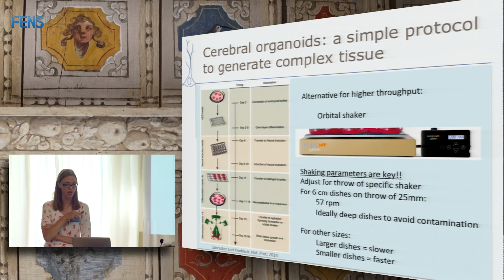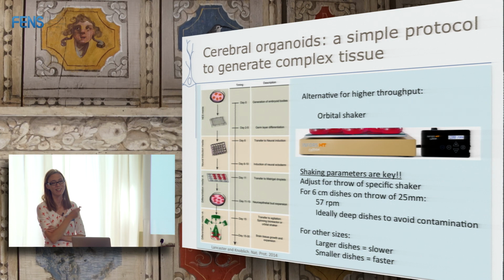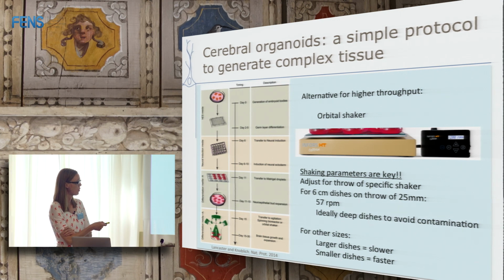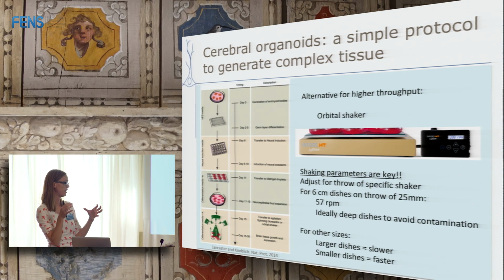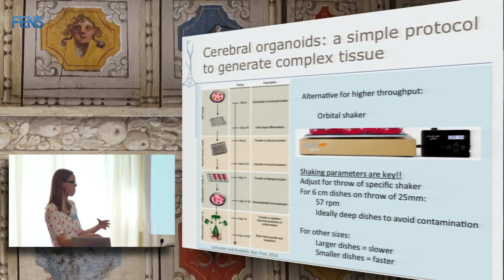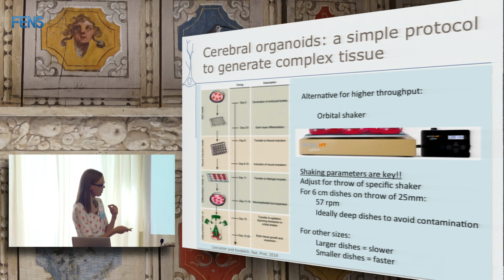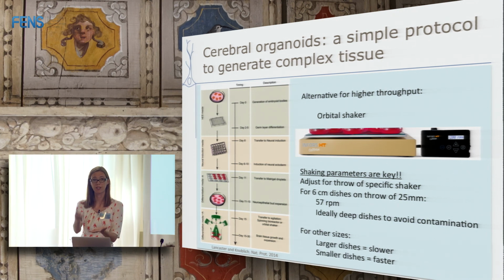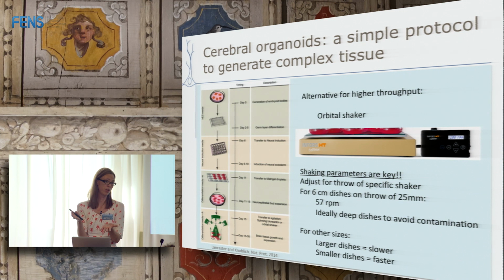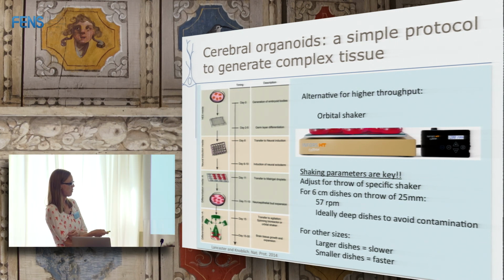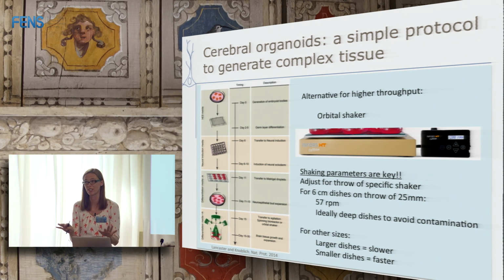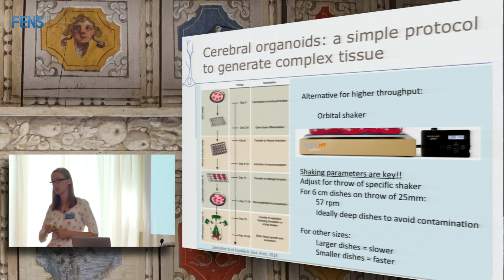It's not a simple task figuring out what speed to put the shaking at, because depending on the throw orbit diameter of the shaker, the size of the dishes, and also the volume of media, you have to change the shaking speed, because the organoids will experience a different centrifugal force. This is what we use in my lab, and we don't change it at all because it works perfectly. Yeah? Does the amount of organoids per tissue also influence this?